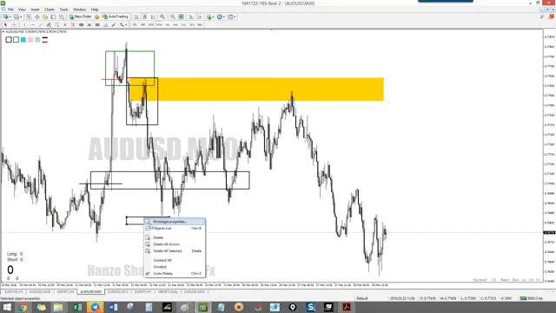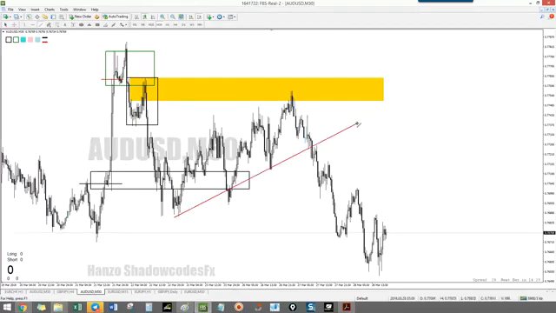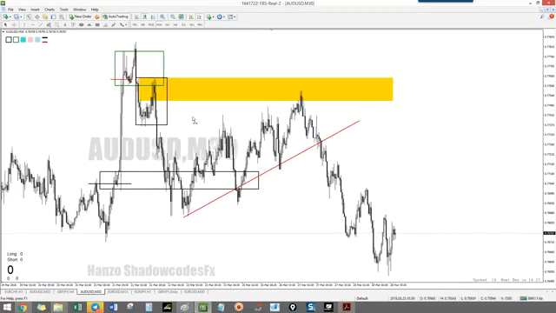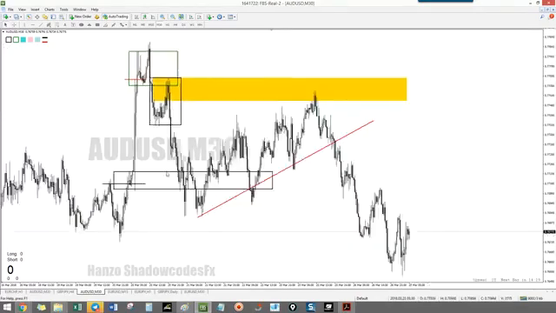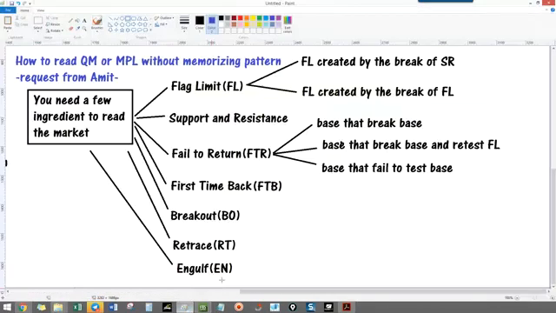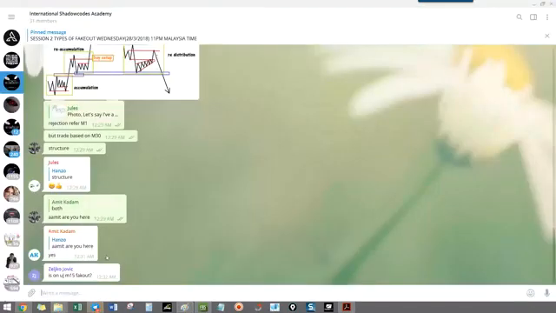But that is it for price reading. Actually, it's very simple if you use the thing that I already taught. But this is it, the thing that you want to learn. The ingredient, this is it. You need to know this.